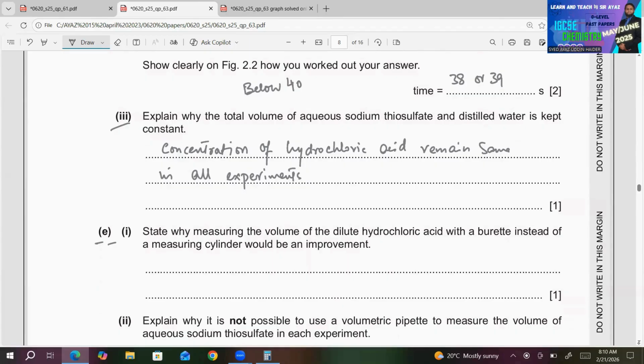E1, state why measuring the volume of dilute hydrochloric acid with a burette instead of a measuring cylinder would be an improvement. A burette has higher accuracy than a measuring cylinder. So you write: burettes have higher accuracy than measuring cylinders.